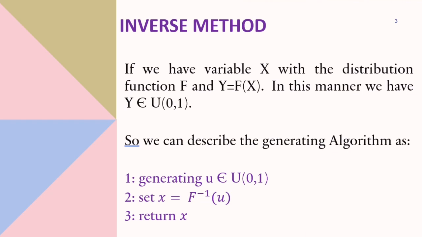In this method, we have a distribution function of our variable, which is x, and we can calculate its inverse function. And so we can define our generating algorithm: first step is generating this random variable U, which should be only a random variable in this interval, and so we can put x equal to F inverse of u, and we can return x, and x will be our random variable with our desired distribution.